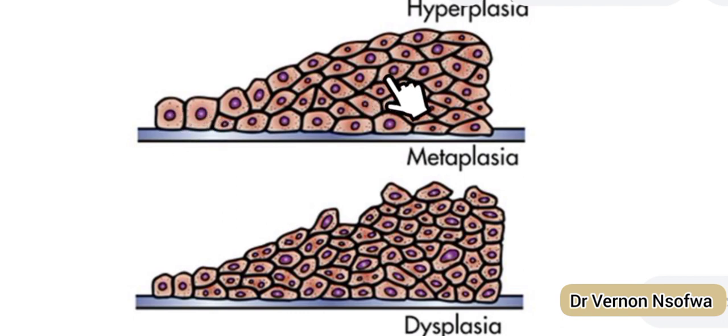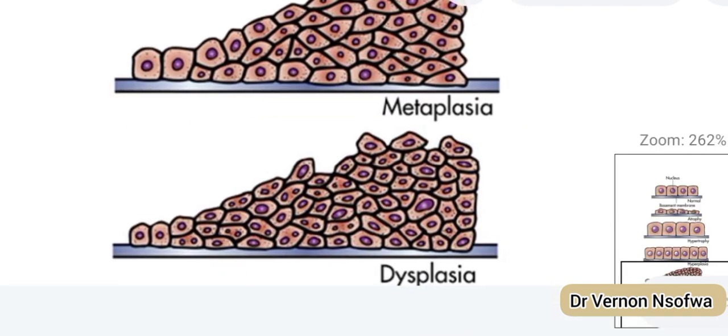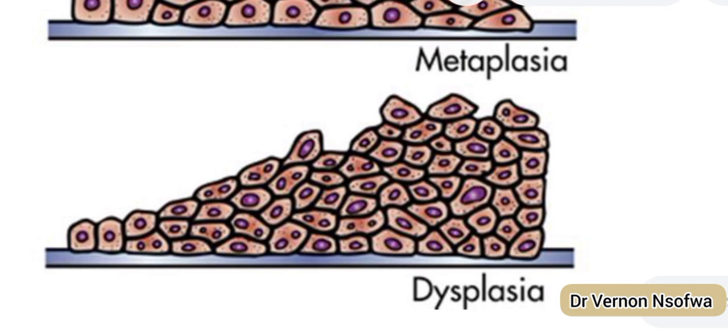So in metaplasia, there is simply a change from one type of cell to another. We are changing this type of cell to this. In response to a stimulus or an insult, cells can change from one type to another, and that is what we call metaplasia. But when we talk about dysplasia, we're talking about abnormalities that occur in cell development.